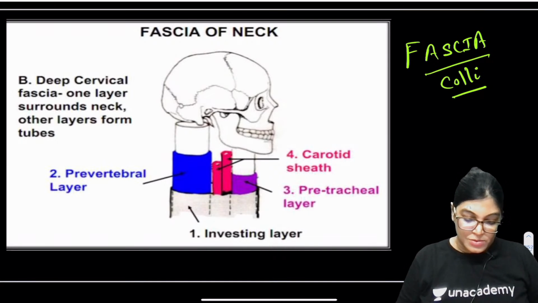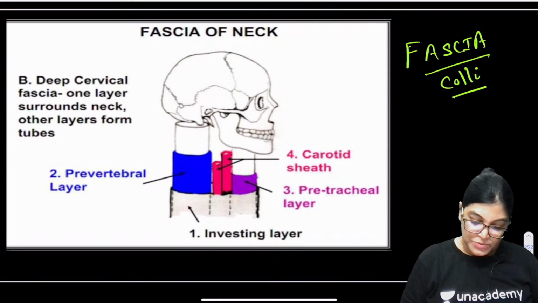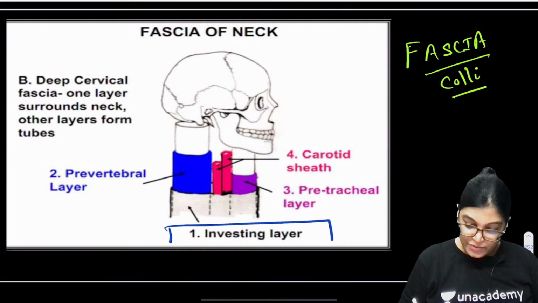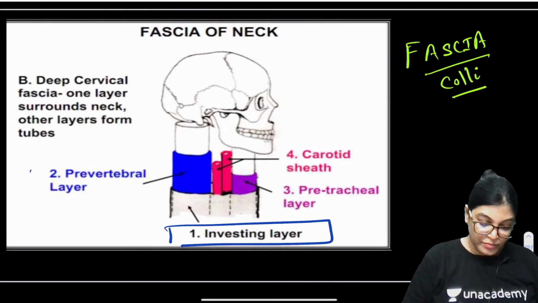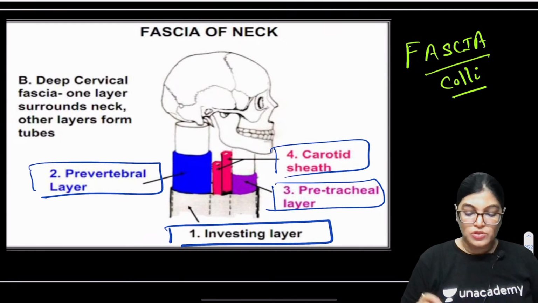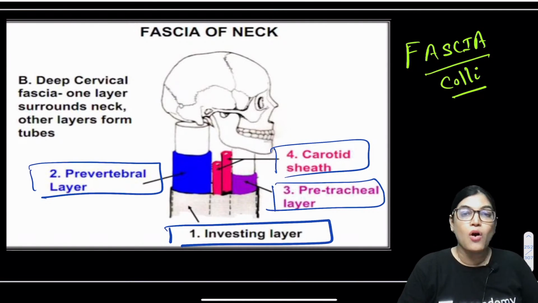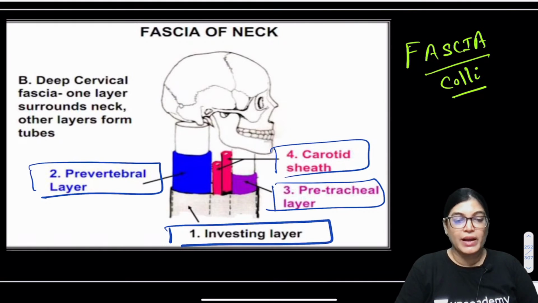So as you can see, it is made of 3 layers which is shown in the diagram. So it is made of the following layers of deep cervical fascia. It is having the investing layer, the pre-vertebral layer, the pre-tracheal layer and the carotid sheath. All these structures are formed from the deep cervical fascia.